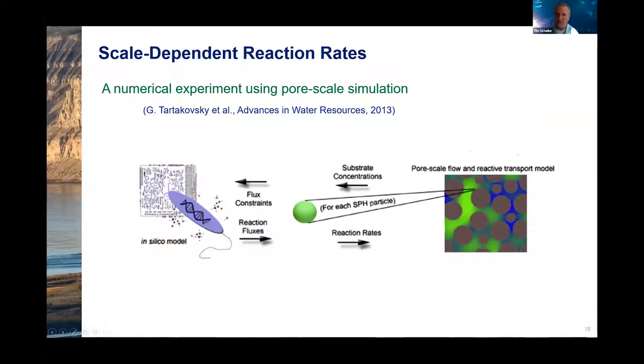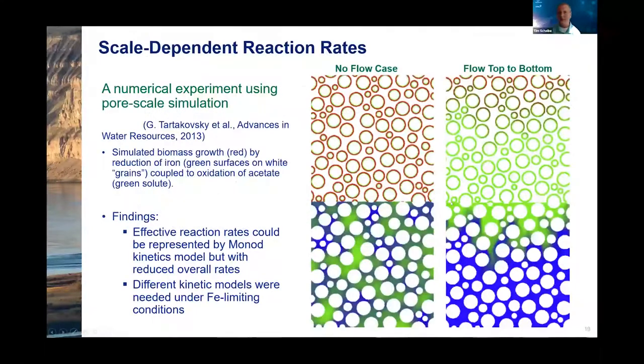What we did was we did the same process I showed earlier, but instead of the large scale reactive transport model, we had a pore scale flow and reactive transport model. And this was implemented using a method called smooth particle hydrodynamics, where the fluid flow is represented using particles. And so now for each particle, we have a set of concentrations of substrates that impose flux constraints, solve our model, get reaction fluxes and rates, and iterate on this process, again, using a lookup table approach. The results of this numerical experiment are shown here.